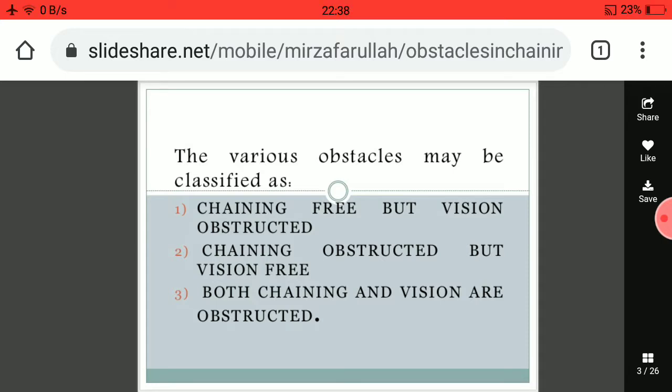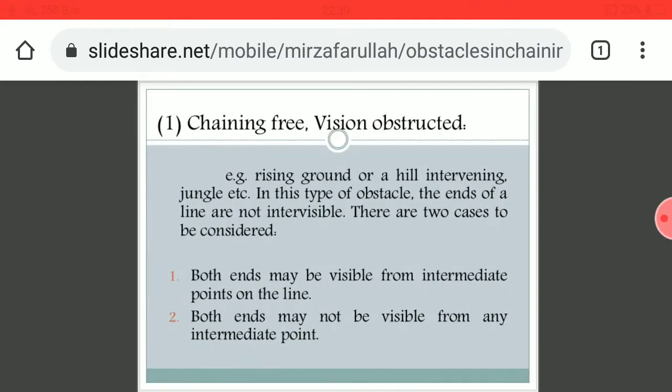Second one, chaining obstructed but vision free. That means obstacle is there for chaining but not ranging. Third one, both chaining and ranging are obstructed. So we will study them one by one. First one, chaining free, vision obstructed. That means obstacle to ranging but not chaining.